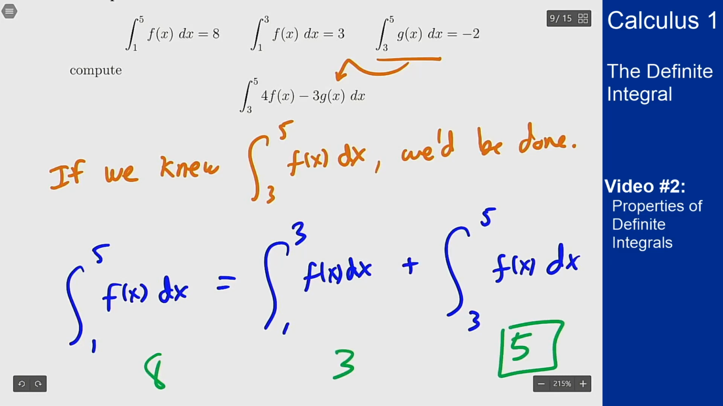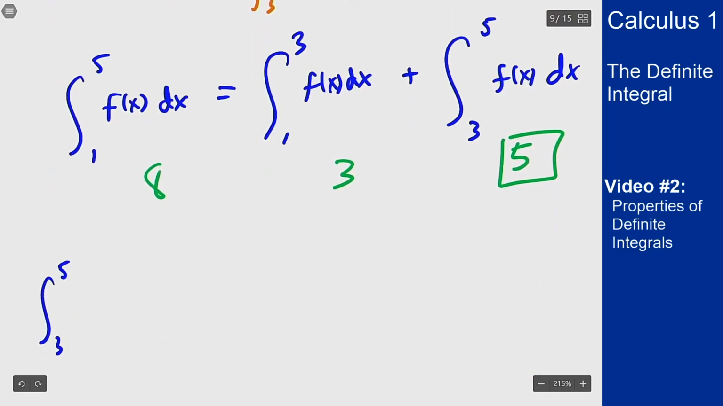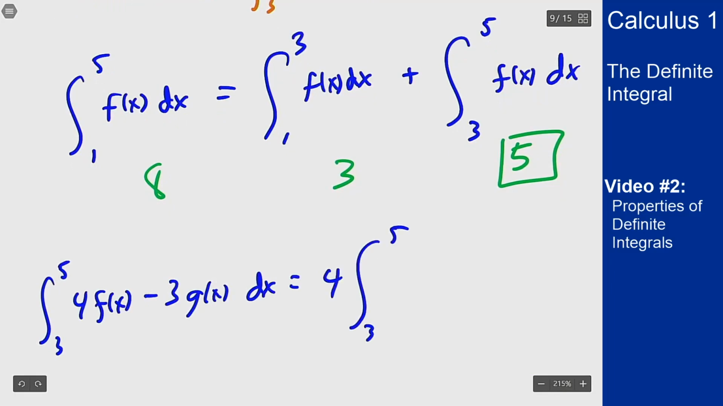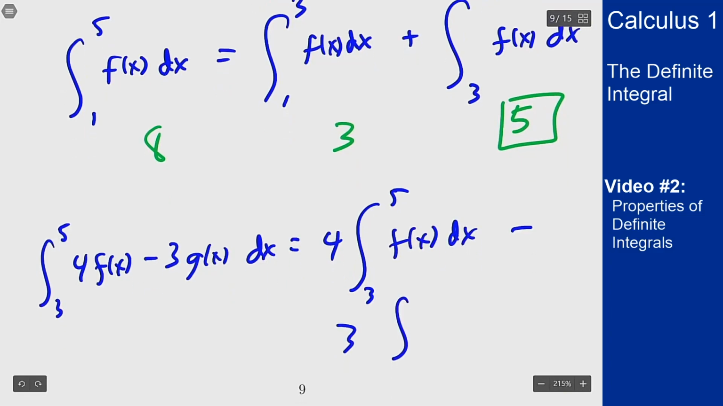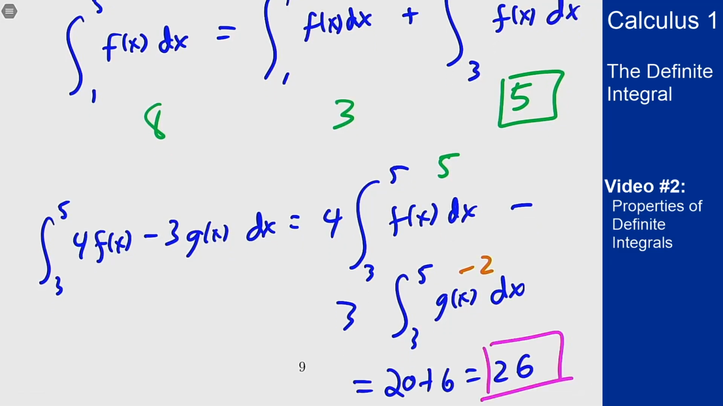Then we get that the integral from 3 to 5 of 4 f of x minus 3 g of x is 4 integral from 3 to 5 f of x using linearity minus 3 integral from 3 to 5 g of x dx. This I know is 5. This from above I know is minus 2. Therefore, I get 20 plus 6, or 26. Those are some properties of definite integrals and how we can use them to solve certain types of problems that we'll see become a lot more useful later on.